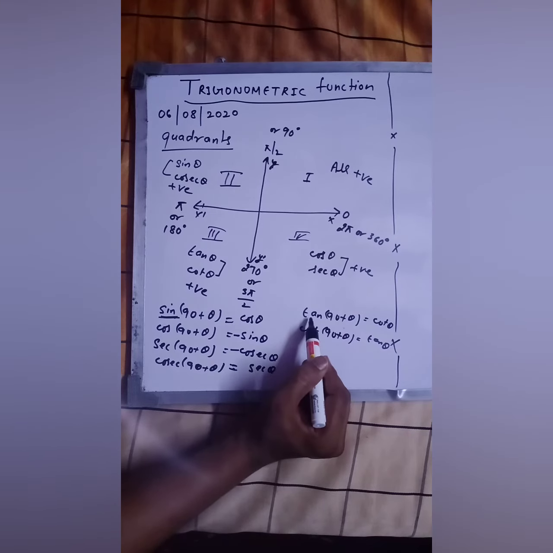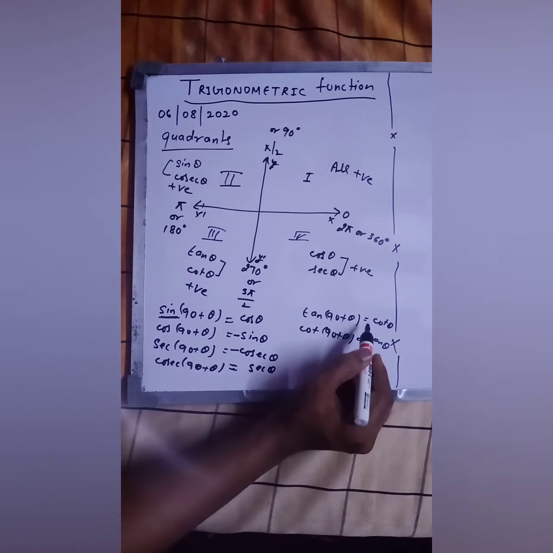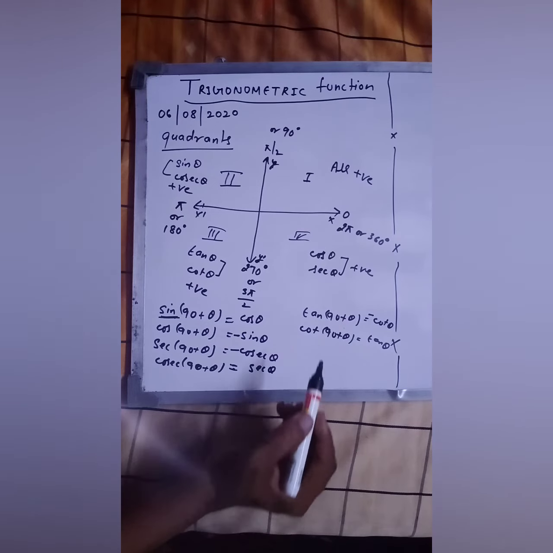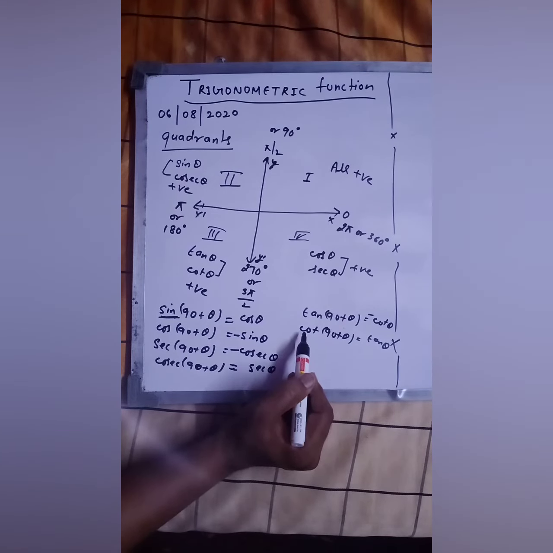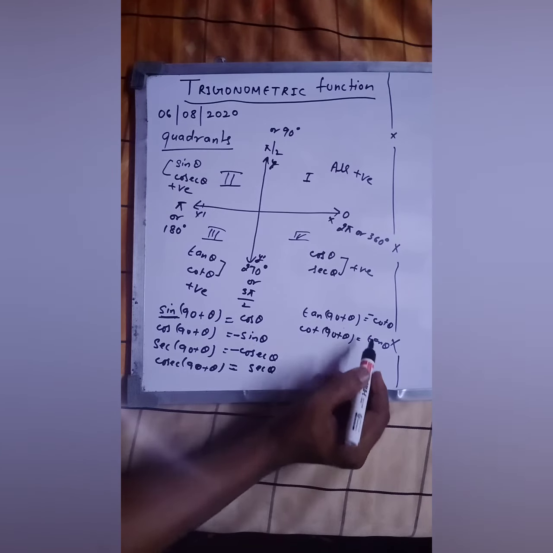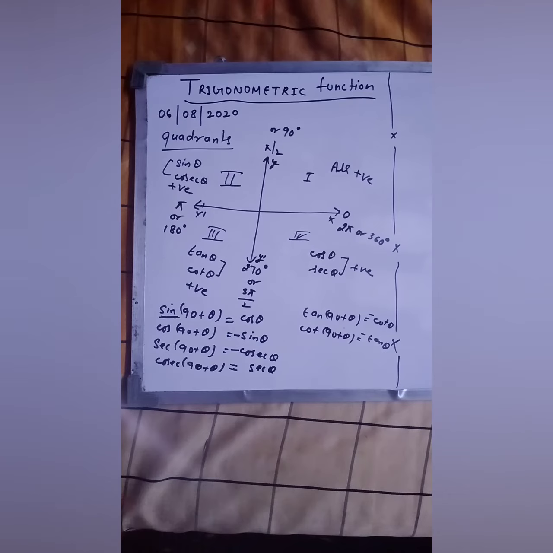Similarly, here I am writing tan 90 plus theta. Tan 90 plus theta means again the second quadrant. In the second quadrant tan is negative, so your answer would be minus cot theta. Similarly, here I am writing cot 90 plus theta. In the second quadrant cot is negative, so the answer will be minus tan theta. So this is how the sign will change according to the quadrant.